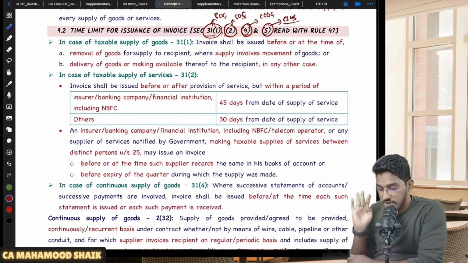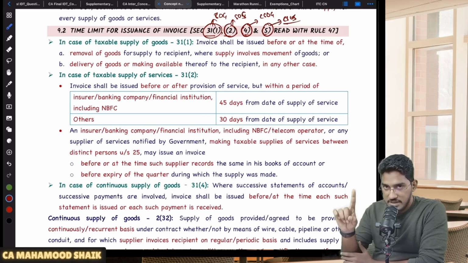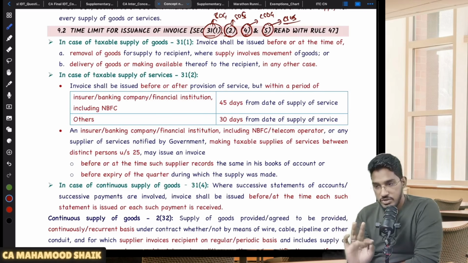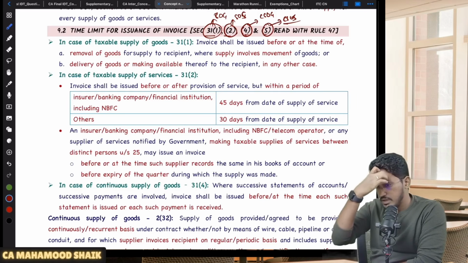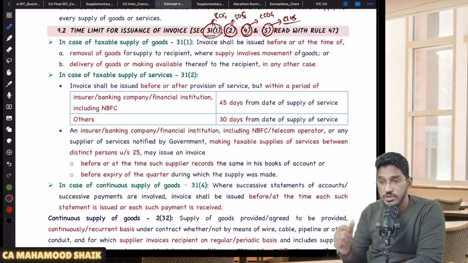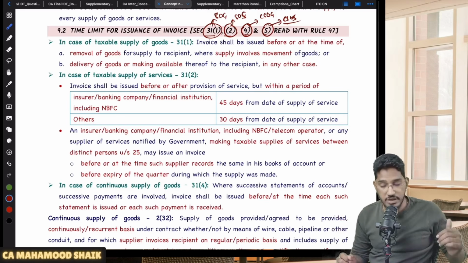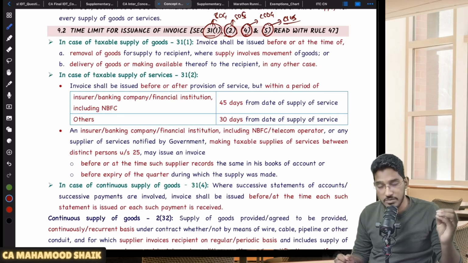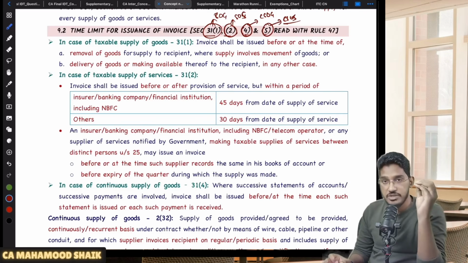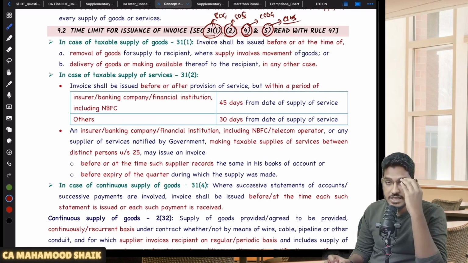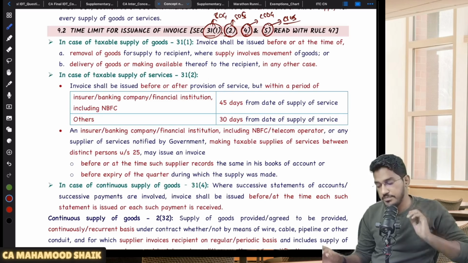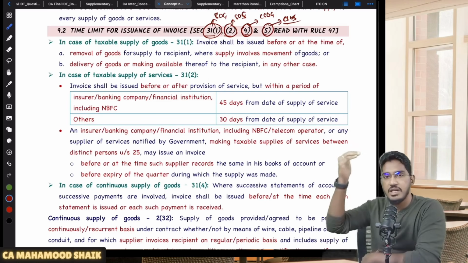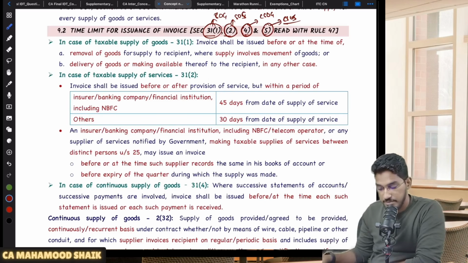So I am going to talk about 4 subsections of section number 31. 31 subsection 1, what is the time limit for issuance of invoice in case of normal supply of goods. Then we have 31 subsection 2, which is talking about the time limit for issuance of invoice in case of normal supply of services. 31 subsection 4, the time limit for issuance of invoice in case of continuous supply of goods. 31 subsection 5, the time limit for issuance of invoice in case of continuous supply of services. Remember it. Why? Because this will have a linkage with the time of supply chapter.